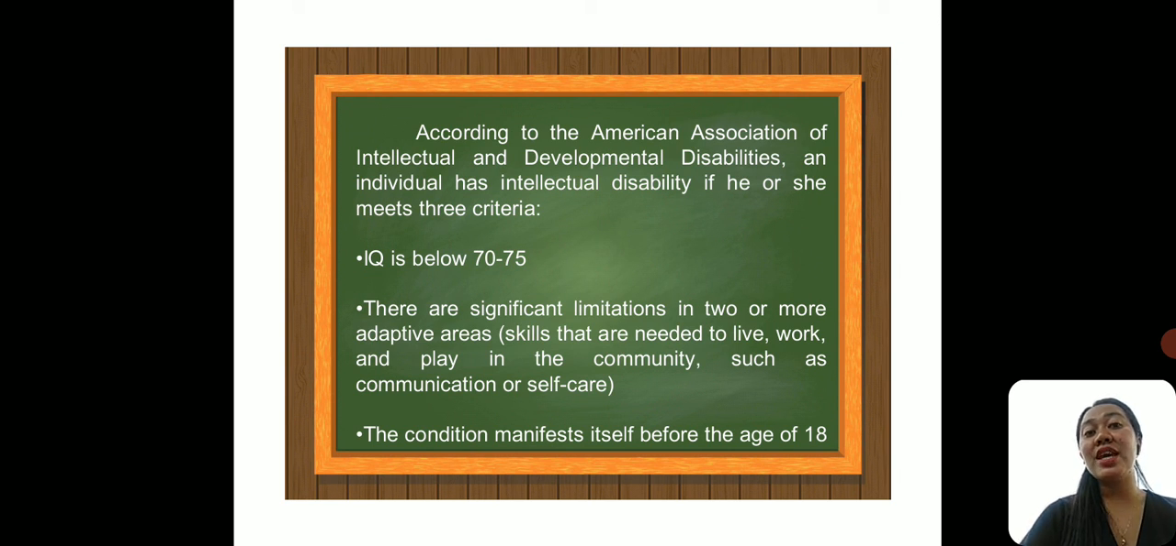According to the American Association of Intellectual and Developmental Disabilities, an individual has intellectual disability if he or she meets three criteria. First, IQ is below 70 to 75. Second, there are significant limitations in two or more adaptive areas, for example, skills that are needed to live, work, and play in the community, such as communication or self-care. And the third one, the condition manifests itself before the age of 18.